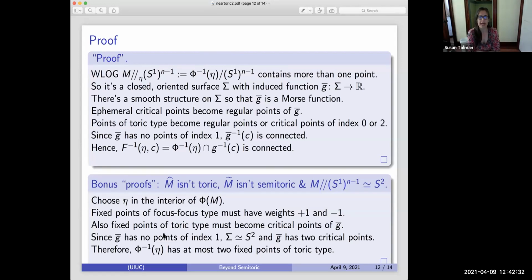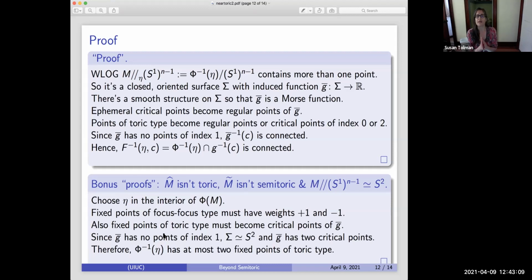So this is the main part of the details of the proof, which I'm obviously not including entirely, but sigma does not have a natural smooth structure. In general, if the action is not free, we're going to mess up the smooth structure, and the natural set of functions on sigma will not be smooth. But the claim is I can find a smooth structure on sigma so that this G bar is a Morse function. And the ephemeral critical points become regular points of G bar.